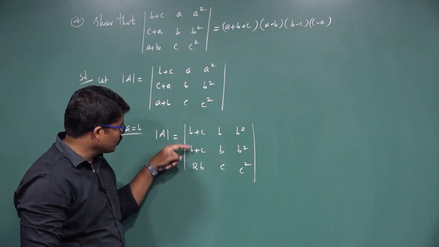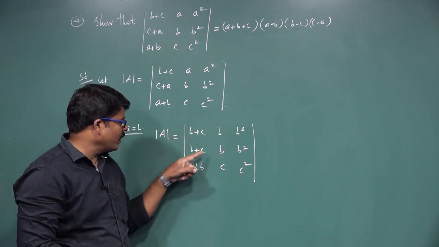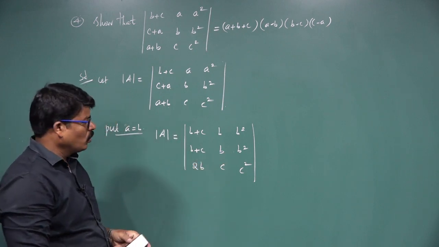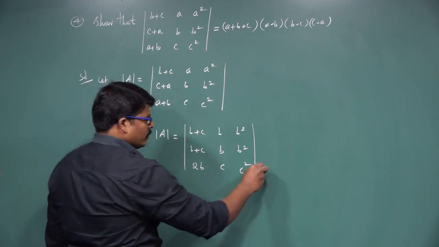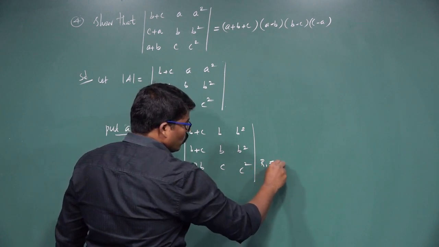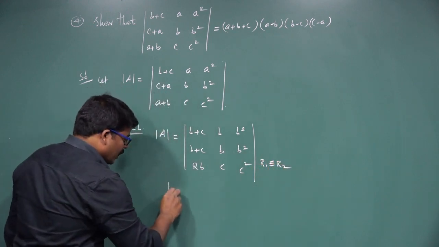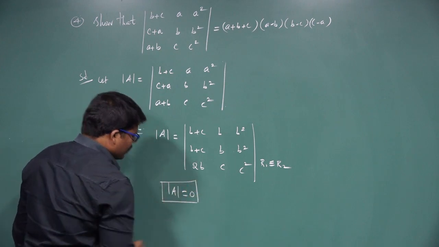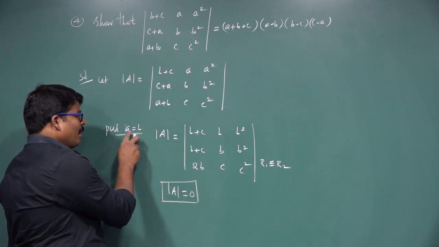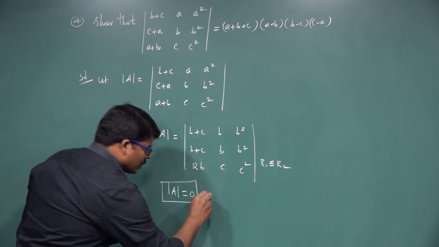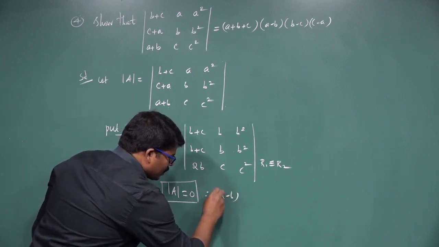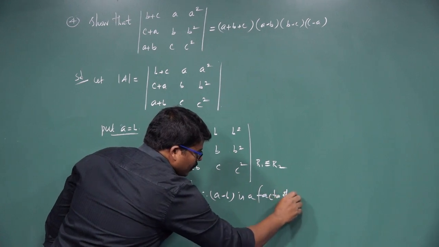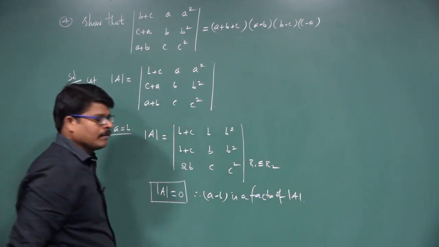Now comparing the two rows, the first row is b plus c, b square and the second row is b plus c, b square. Two rows are identical, so the determinant value is 0. That is, R1 is identical to R2, so the determinant of A equals 0. Therefore, a minus b is a factor of determinant A.